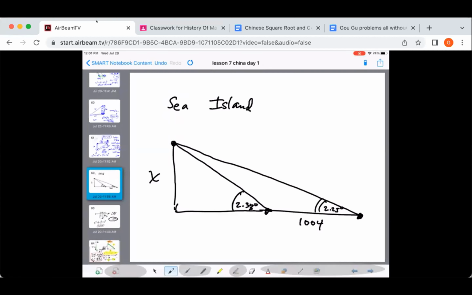This scenario is very famous. Sorry, how is it? 2.3? How is what? 2.3 degree? 2.33 degrees.